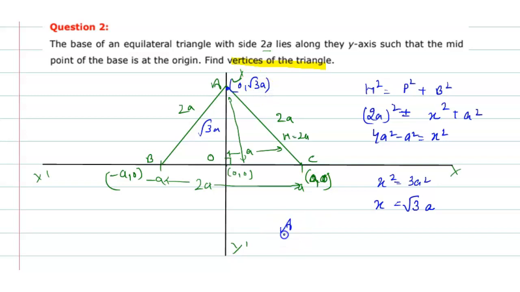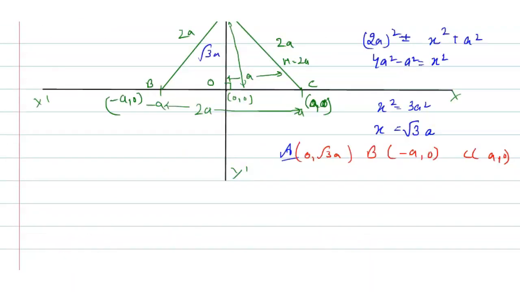Now the main answer of this question is: vertex A is (0, root 3a), vertex B is (minus a, 0), and vertex C is (a, 0). Now move to the next question.